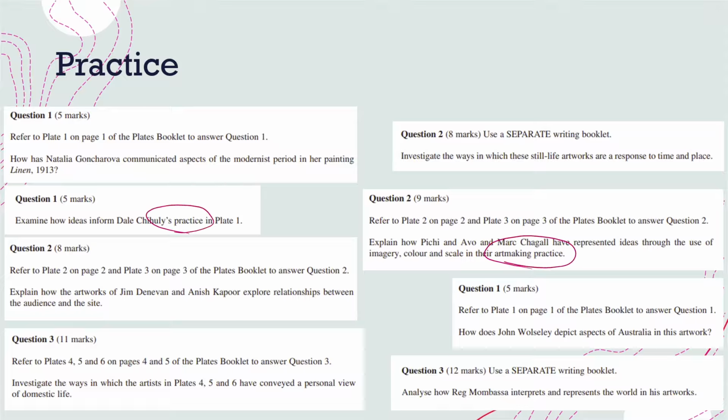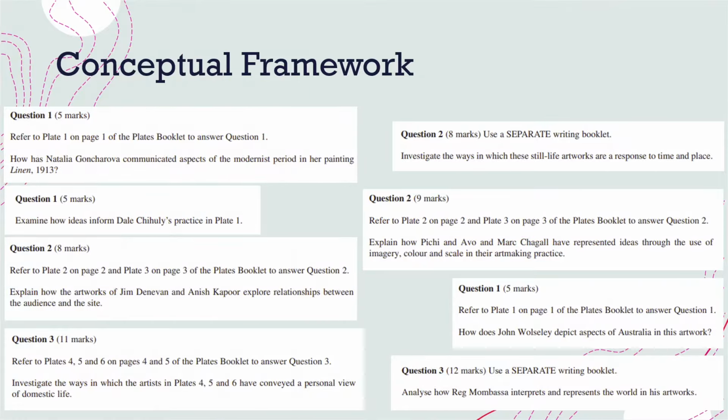How did you do? These ones were pretty easy because they literally included the word practice. Now it's time for the conceptual framework. Pause the video here and identify the key words in the questions which ask about this content area. Remember, the conceptual framework is about relationships and the world. The question which uses the phrase aspects of Australia is the trickiest, but remember, Australia is a version of the world.